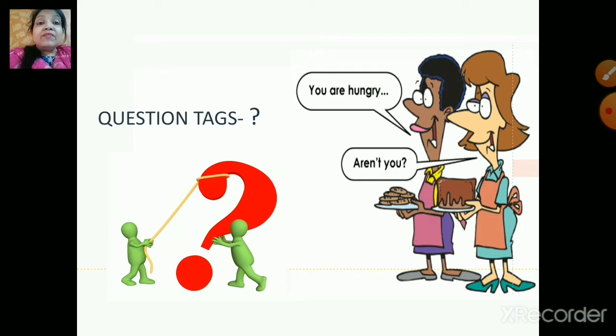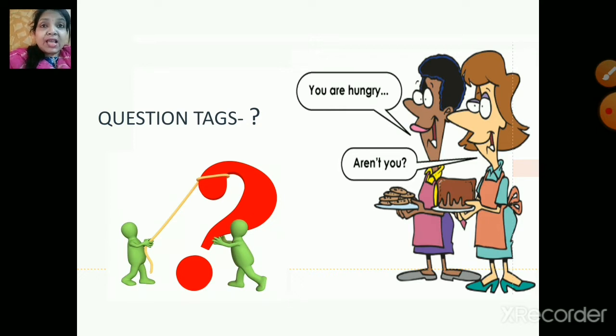So, today, children, we are going to revise one important topic from grammar, and the topic is question tags. You can see there's one dialogue over here. It's a conversation where one person says, "You are hungry." Now, another person adds, "Aren't you?" Right? So, children, these are nothing but question tags.